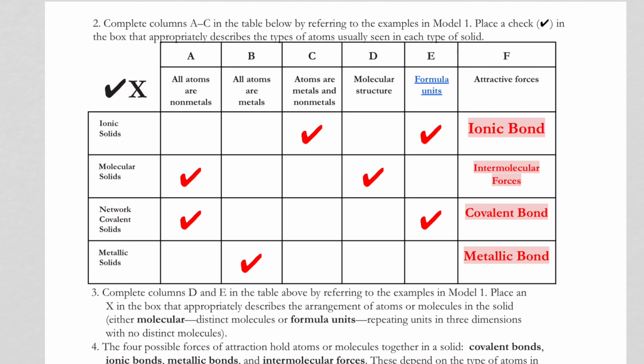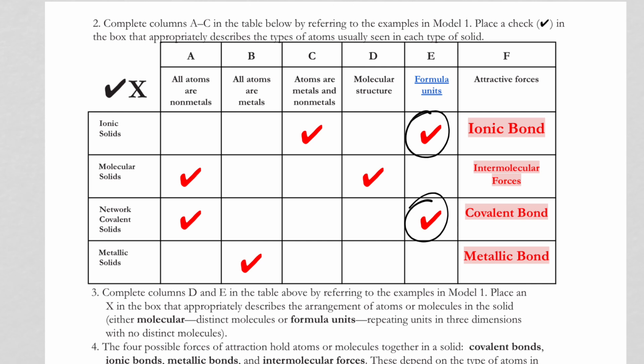And the next one is ionic solids, which usually have atoms of metals and nonmetals. They have both types in there due to the fact that you have a positive metal and a negative anion that are usually nonmetals. The combination of the two makes up the ionic solids. Those are the ones that will have formula units, as well as the network covalent solids, as in they have repeating patterns of a certain number of atoms of each element.